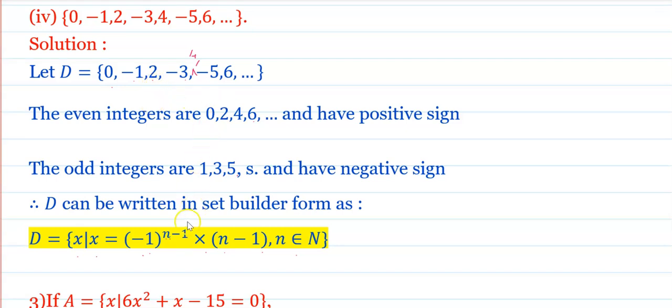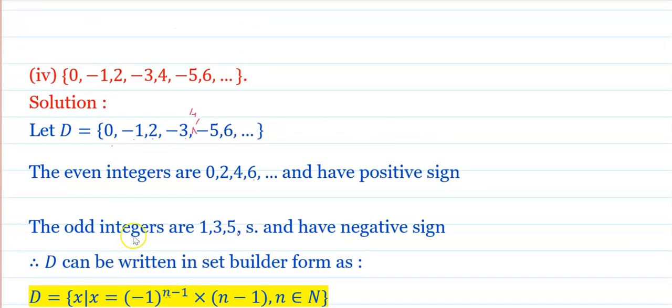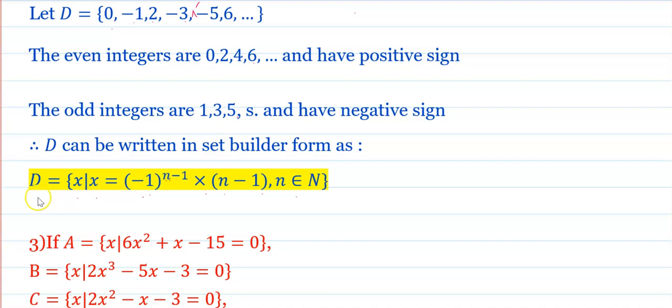And in this way, the set D in set builder form is D = {x such that x = (-1)^(n-1) (n-1), where n belongs to the set of natural numbers}.